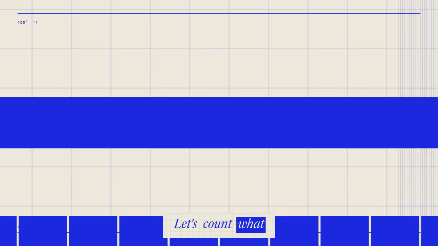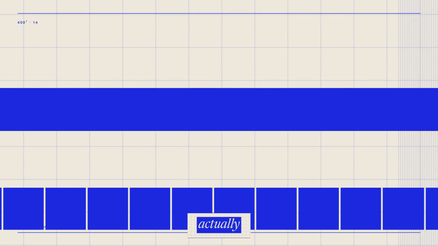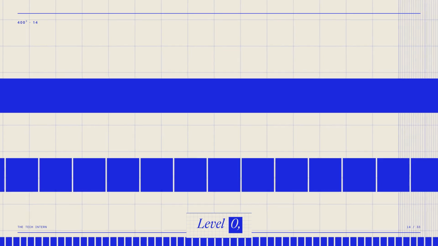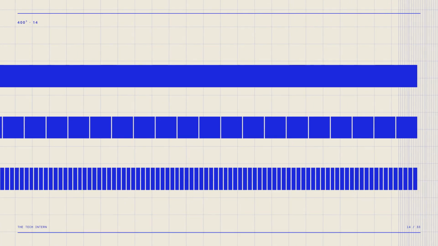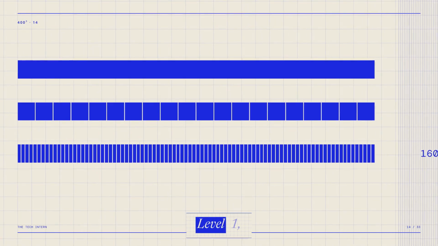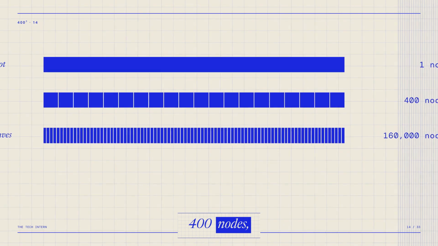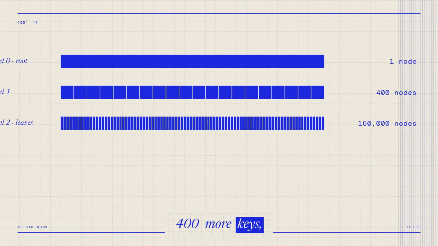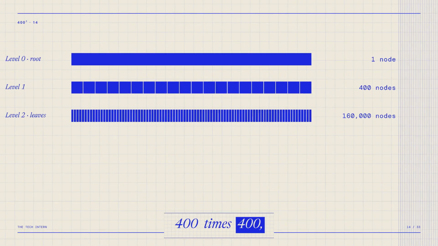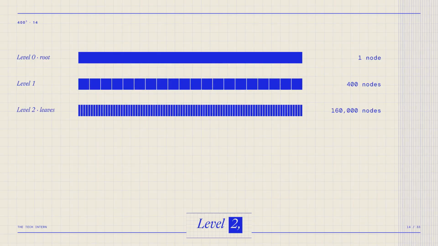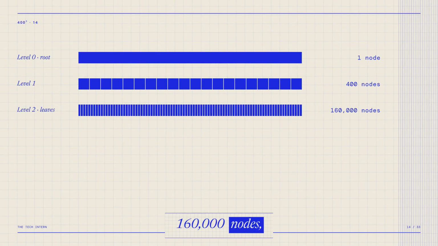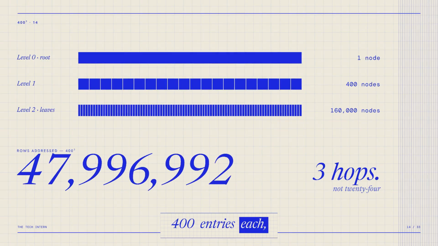Let's count what a fanout of 400 actually buys us. Level 0. One node, the root. 400 keys, so it points to 400 children. Level 1. 400 nodes. Each holds 400 more keys. 400 times 400. That's 160,000 children. Level 2. 160,000 nodes, 400 entries each. 64 million rows.